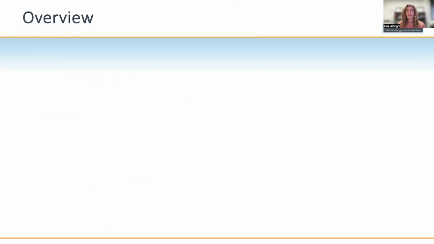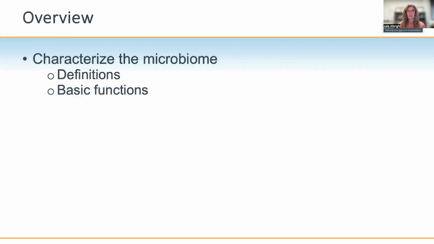So the recognition of microbiomes as mediators of host health has been arguably one of the most profound paradigm shifts in the life sciences in the last few decades. But I should emphasize that I am a veterinary behaviorist with a strong interest in the subject, but I'm not a gastroenterologist or a bacteriologist. So this is going to be a high-level overview of the microbiome and its basic functions.